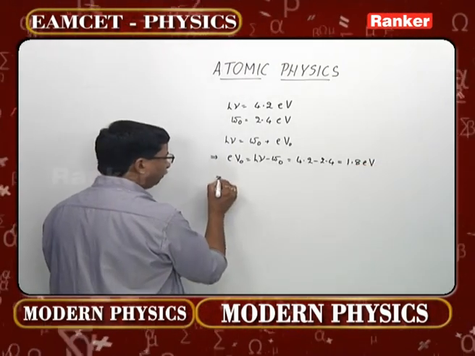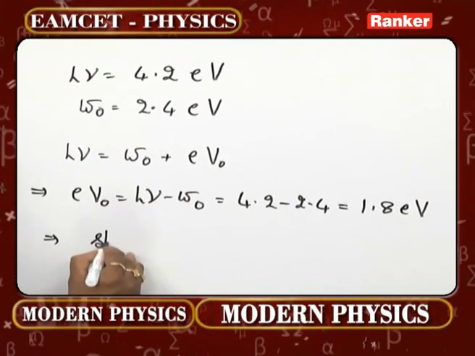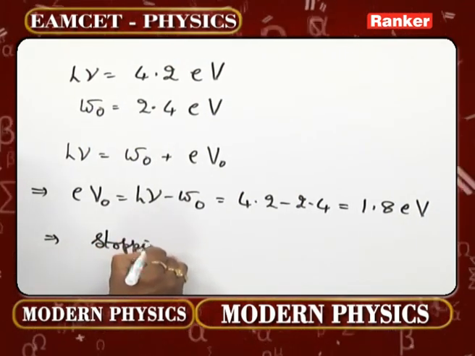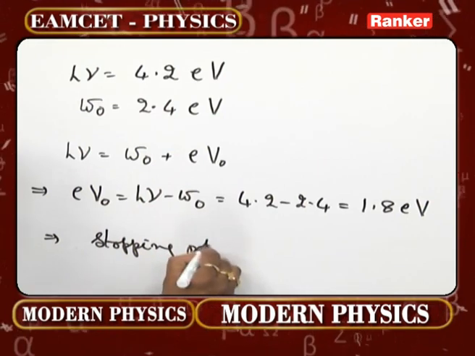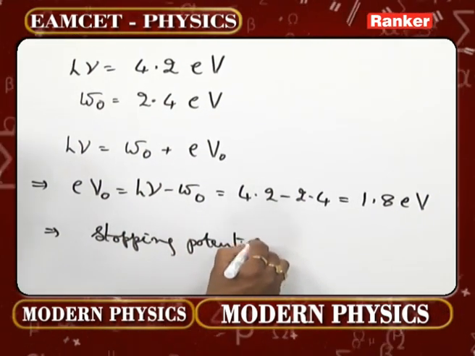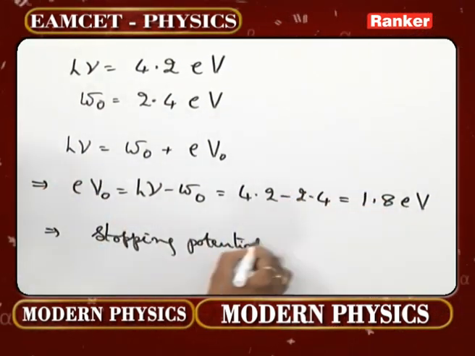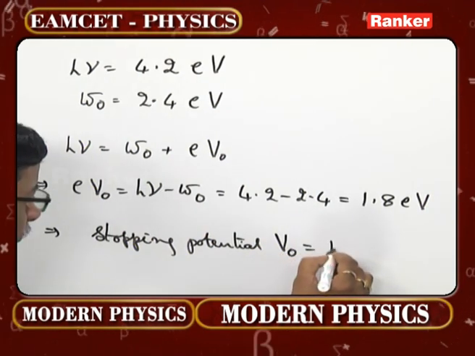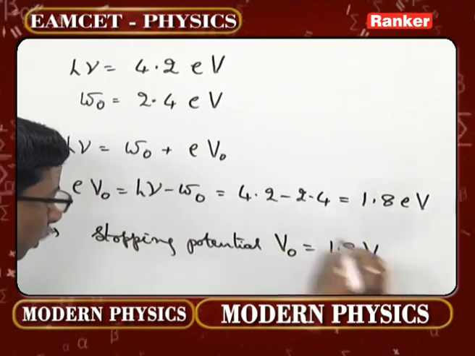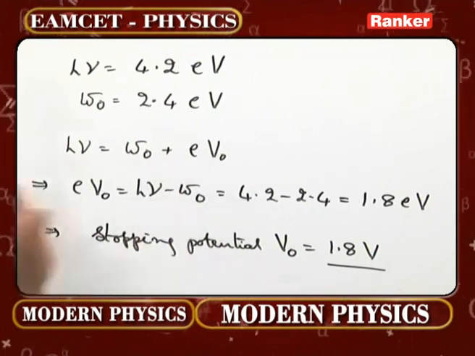So, you can all understand this implies the stopping potential is nothing other than V0 here. e getting cancelled, that V0 now becomes 1.8 volt. That is actually the stopping potential.